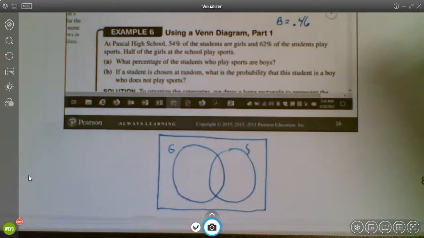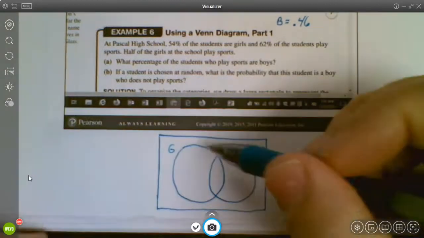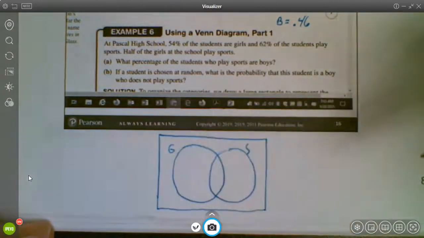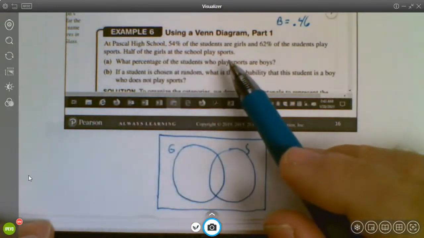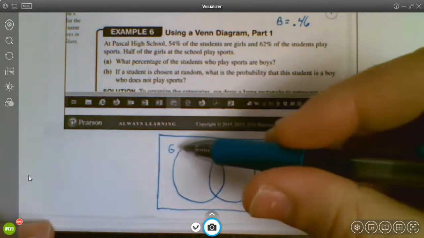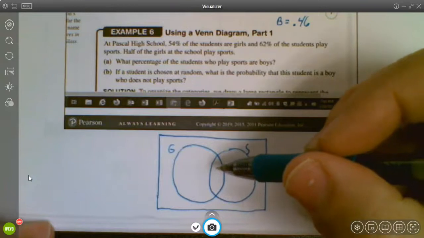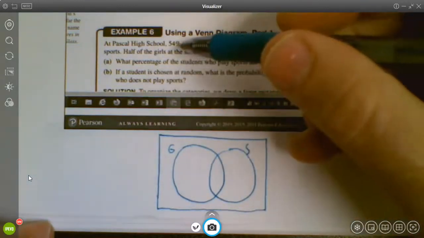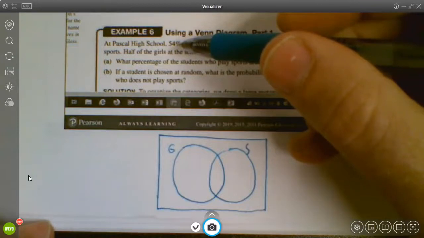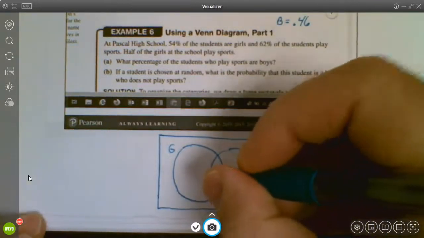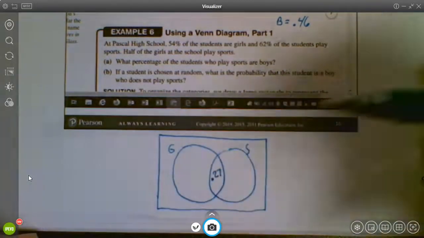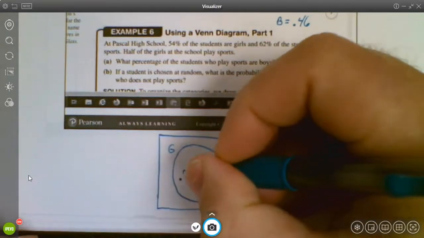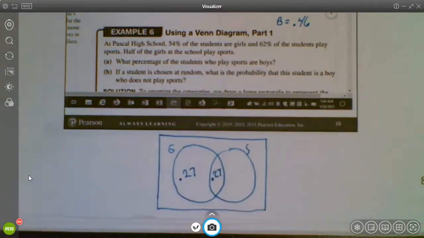Let's just start filling out whatever information that we can with what we got. So 54% of students are girls. So this circle needs to total 54%. Half of the girls play sports. So the reason I changed this to girls is so that I could fill out this diagram. So if it said half the girls play sports, that means half of the 54%. So that means 27% would be the girls who play sports. That means the other 27%, the other half of the girls, don't play sports. All right, is what we got right there.